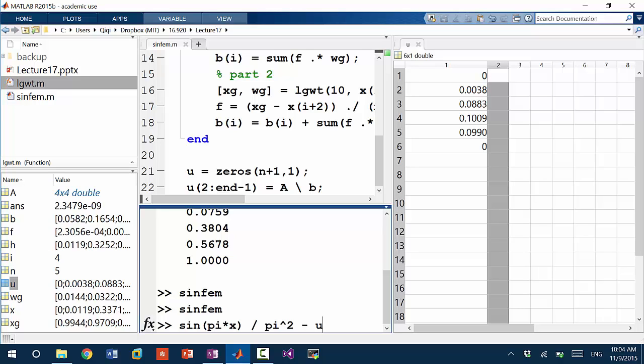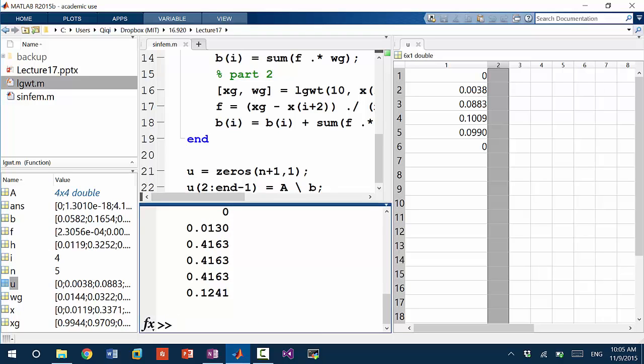Hmm? 10 to the minus 5? That's pretty accurate with 5 points, right? Any other estimates over there? Huh? Be bold. Okay, no more? Let me push enter.